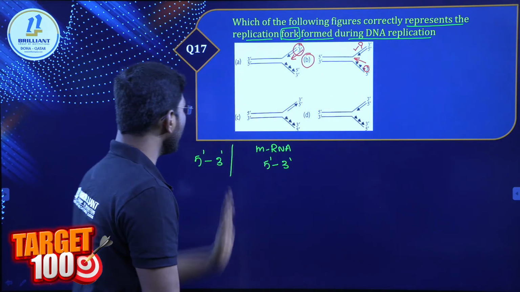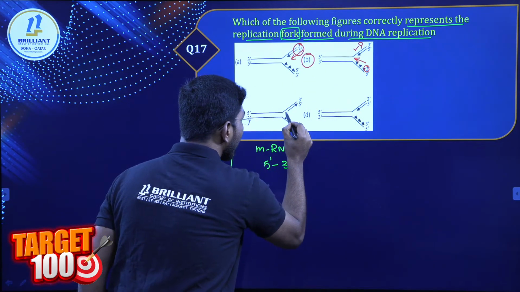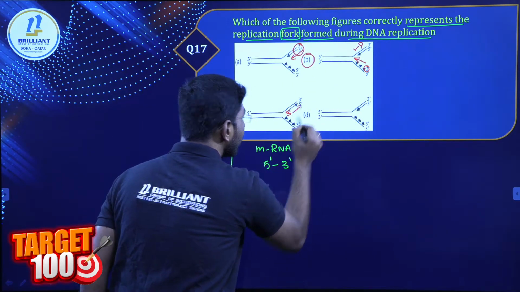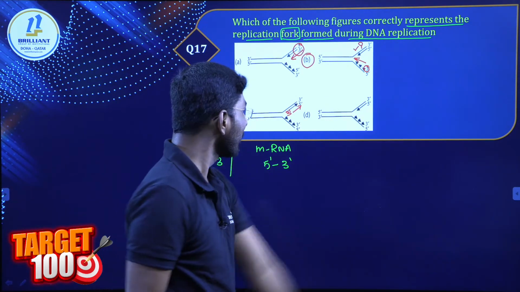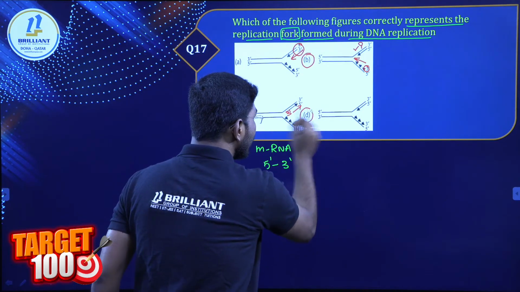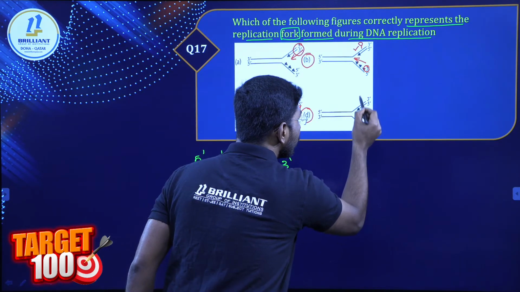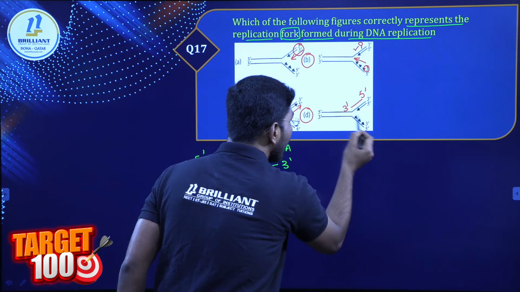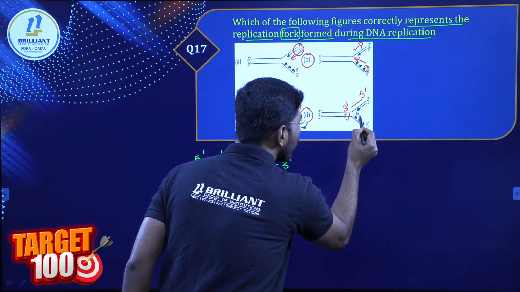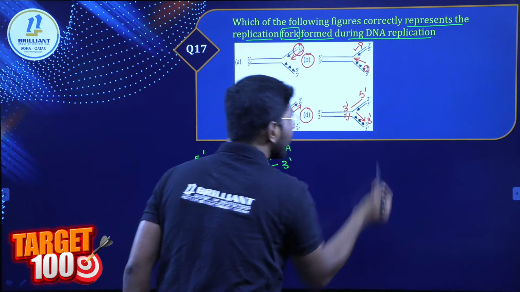Keep aside. Option C. In option C, again from 3 prime to 5 prime the newly synthesizing DNA is going, so it's not correct. Option D, if you look at option D, 5 prime to 3 prime, this is 5 prime towards the 3 prime DNA going. Now from here 5 prime towards the 3 prime new DNA growing.